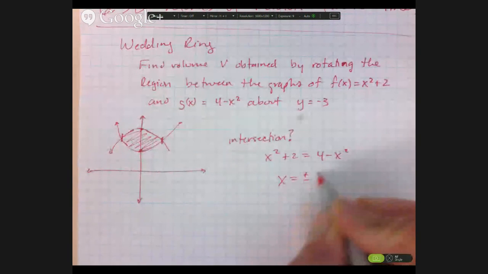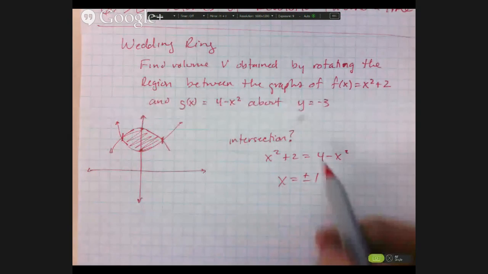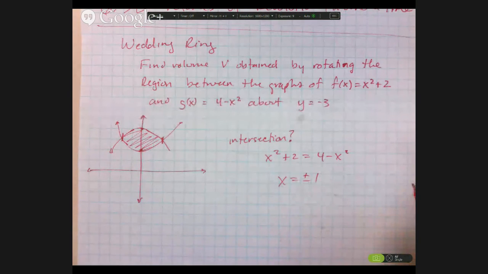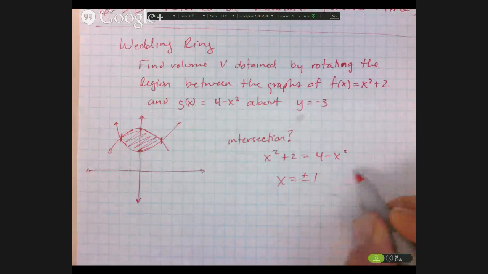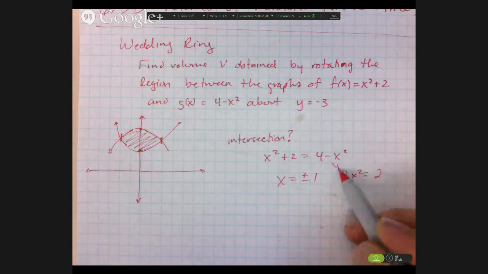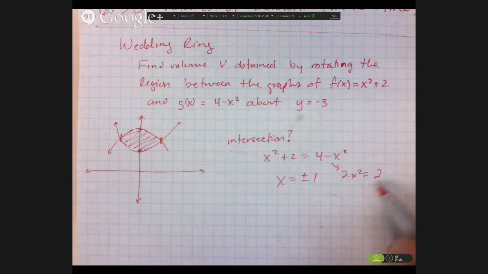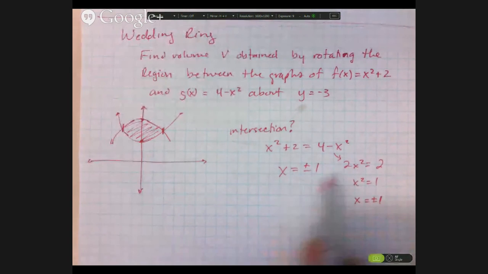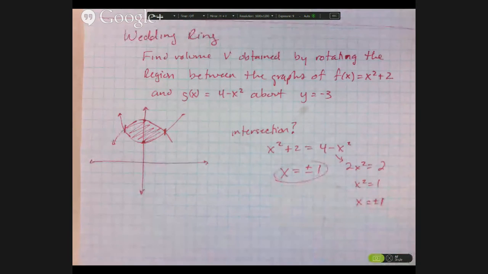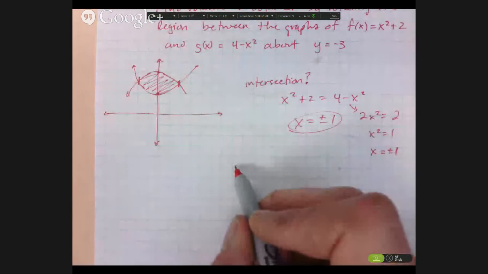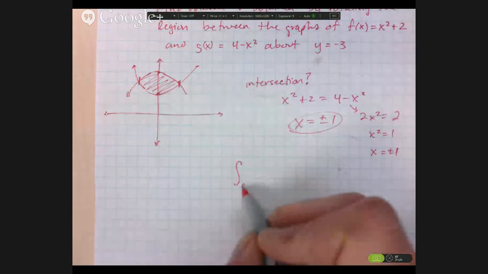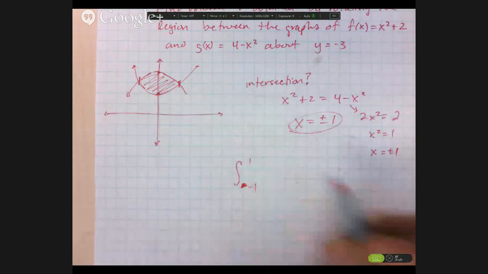How did you get 1 and 8? Because you have to subtract times 2 plus 2. So you get 2 equals 2x squared after this. And then divide by 2 and square root. So, okay, we have our intersections, right? So we're going to have the integral from -1 to 1, right?